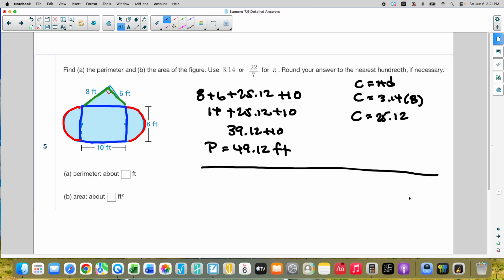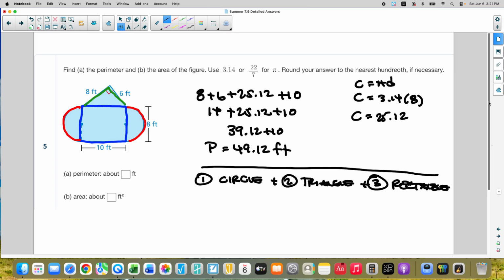And now we want to find the area. And we have 3 objects that we're finding the area of. Object 1 would be a circle, plus object 2, which would be a triangle, plus object 3, which is a rectangle. So let's find those. The circle is going to be area equals pi r squared.